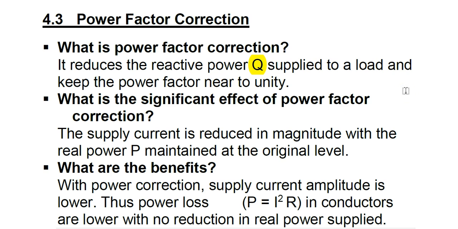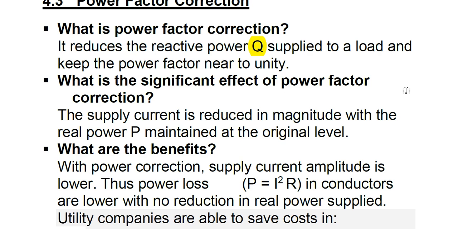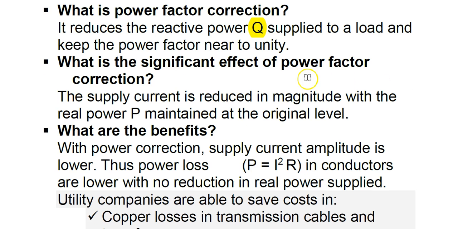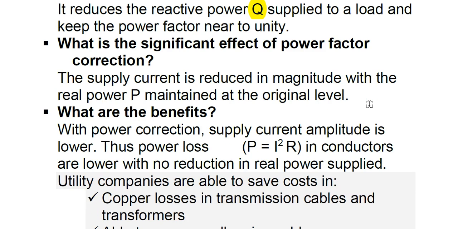Now, what is the significant effect of power factor correction? The supply current is reduced. You have to see that. You can see some example. When we improve the power factor to near unity, the magnitude of the supply current is reduced, and this will lead to cutting down losses in the energy through the cables, the kilometers of cables that electrical power is brought through to where we want to use it.